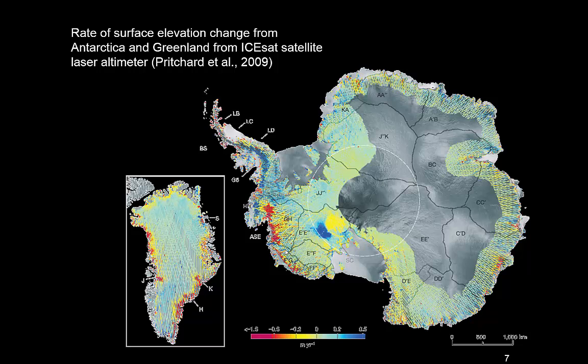So another really useful use of altimetry.